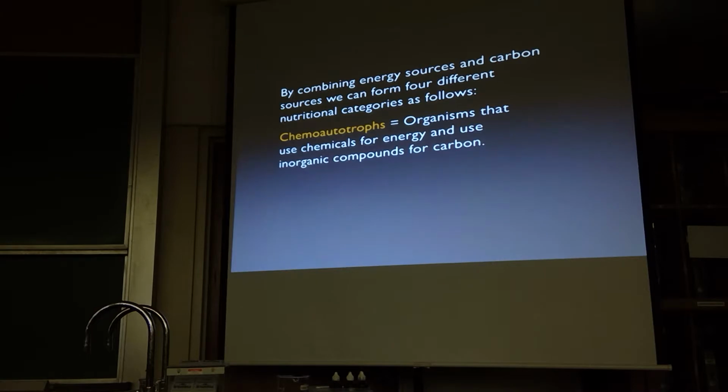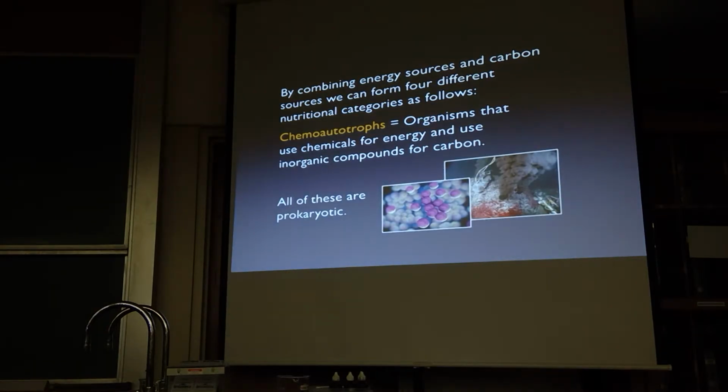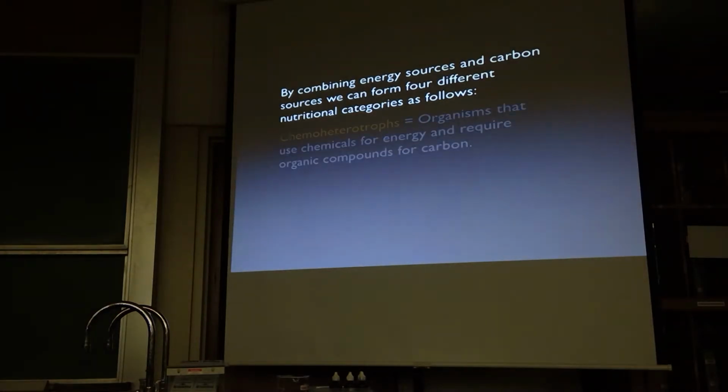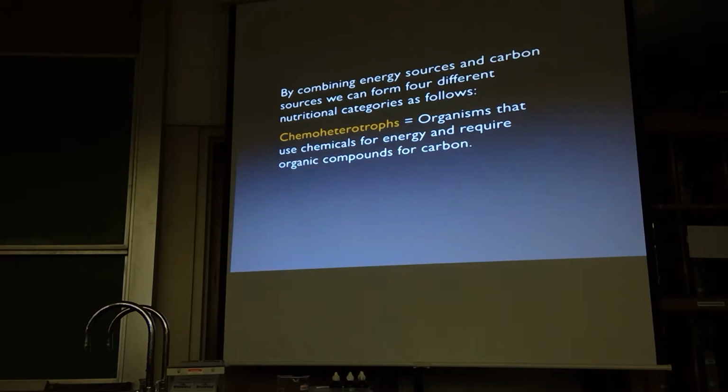Again, these are all prokaryotic as far as I know. So the prokaryotic organisms are a little strange. And then we have organisms that are chemoheterotrophs. Chemoheterotrophs are using chemicals for energy, and they're using preformed organic compounds as their carbon source. Turns out they're actually using preformed organic compounds for both carbon and energy.